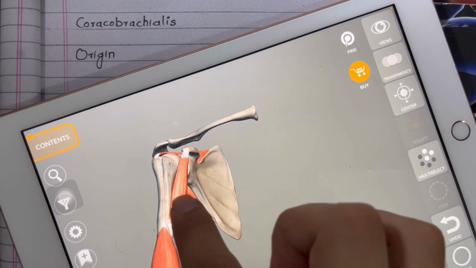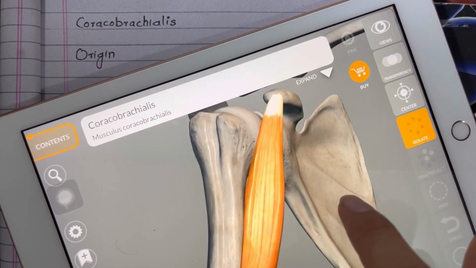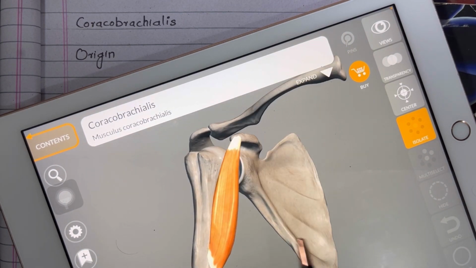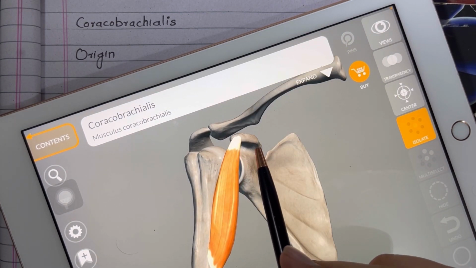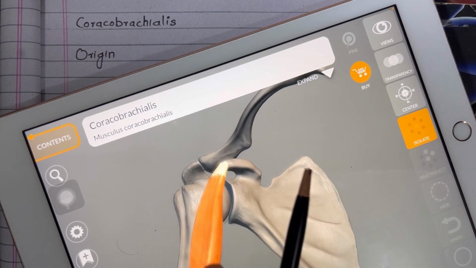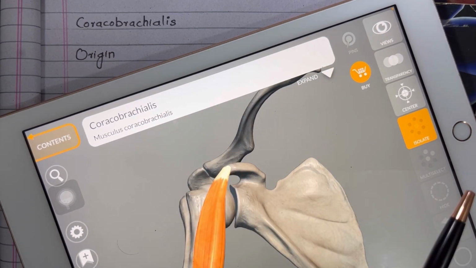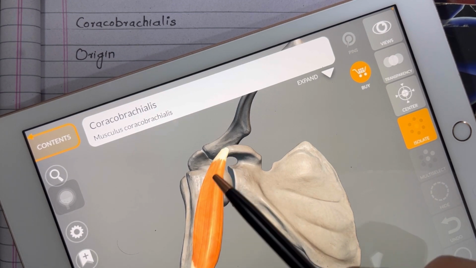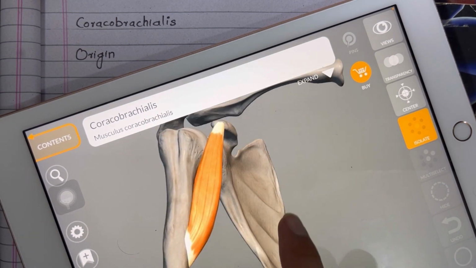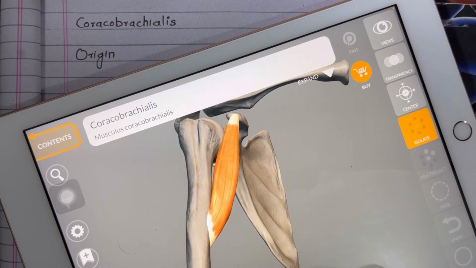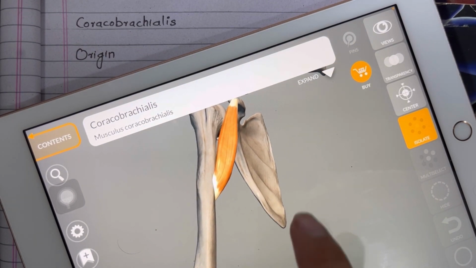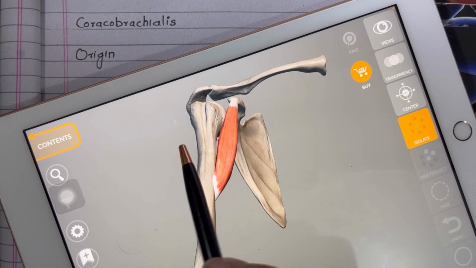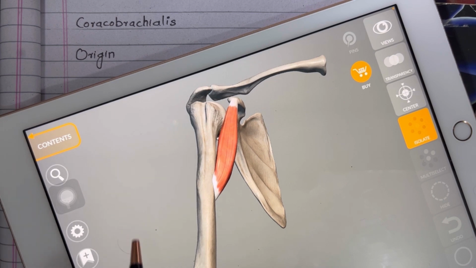Now student, moving toward the origin of the Coracobrachialis muscle. Student, the Coracobrachialis muscle originates from the coracoid process of the scapula. This process here is the coracoid process. The Coracobrachialis muscle originates from the coracoid process, runs inferiorly and inserts on the medial side of the shaft of the humerus bone. This is the shaft of the humerus bone, and this is the medial side, and this is the lateral side of the humerus bone.